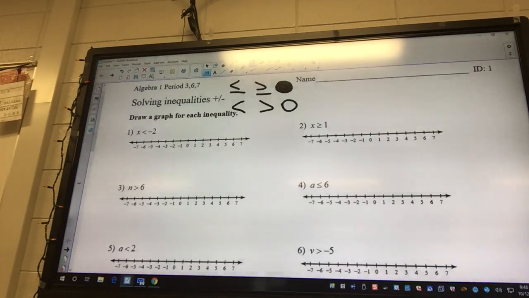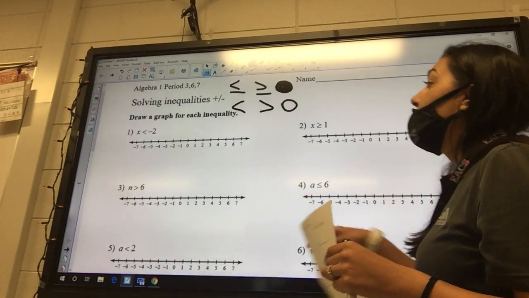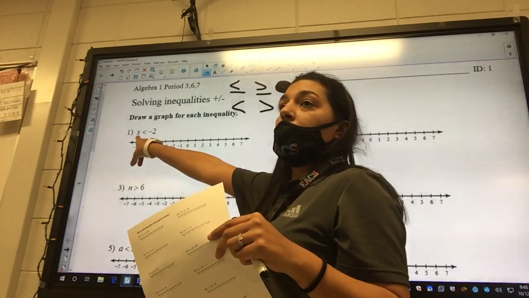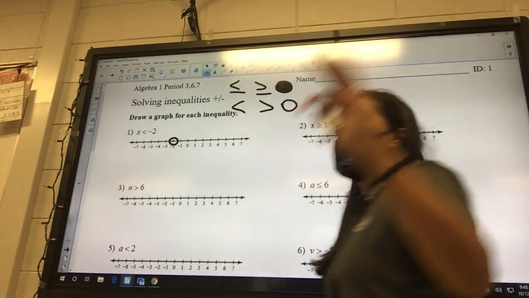Okay, so x is, and then we got -2. So what kind of dot should this be? Open. It should be an open dot on -2. Now here's the other.